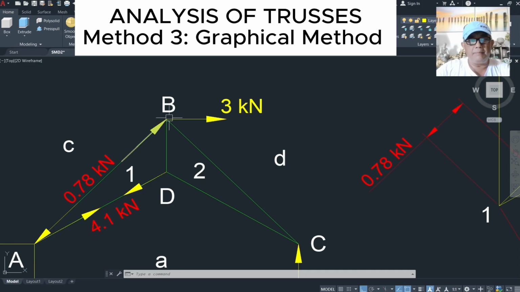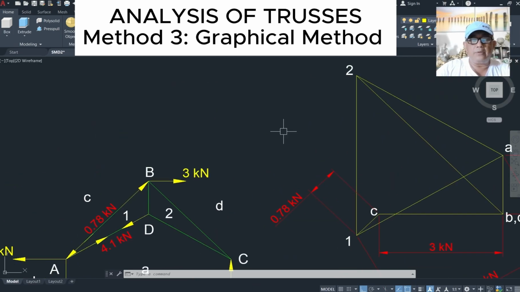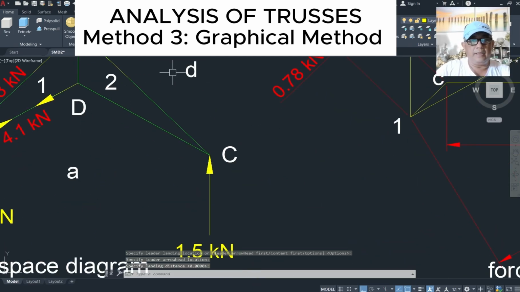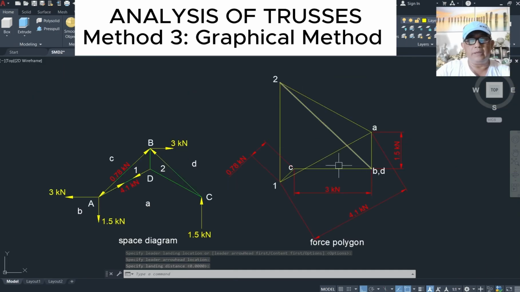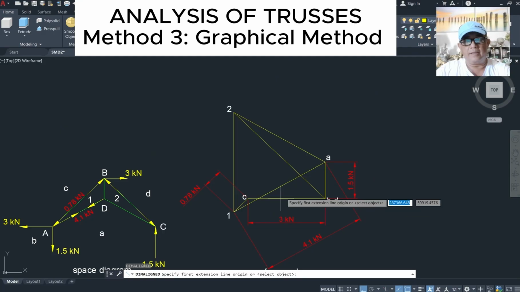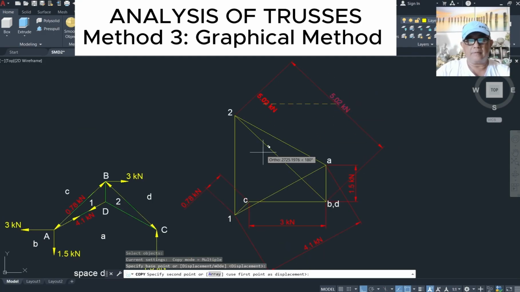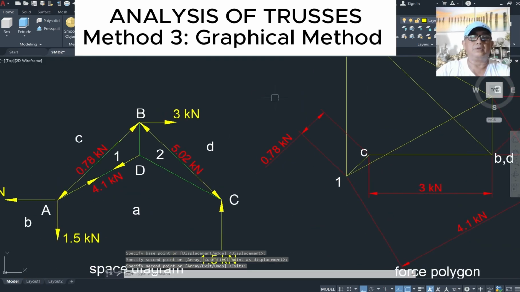How about member BC? If we use point B, this is read as D2. Clockwise, it's D2. So D2 is this one. So upward to the left. So it's compression. And at point C, it's 2D. 2D, it's going down to the right. And how much is it? Let's just measure this. That's 5.02 kilonewtons.